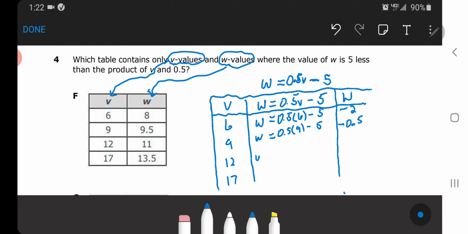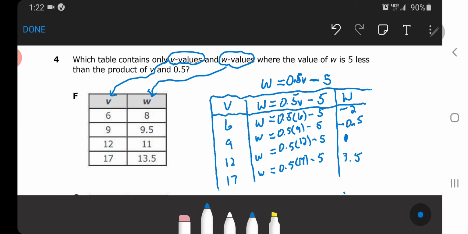All right. W equals 0.5 times 12 minus 5. All right, well, 0.5 times 12 is 6, and 6 minus 5 is 1. And lastly, W equals 0.5 times 17 minus 5. Well, 0.5 times 17 is, let me see, 8.5, and 8.5 minus 5 is 3.5.